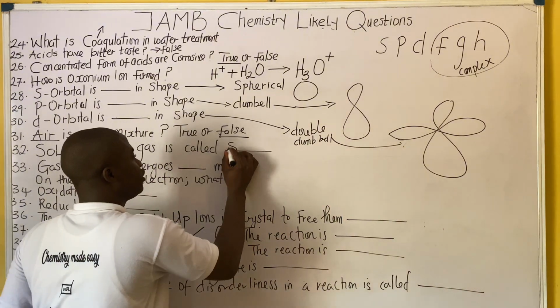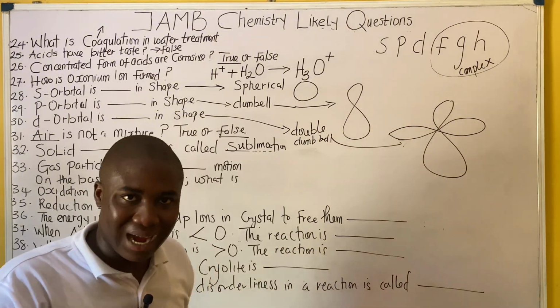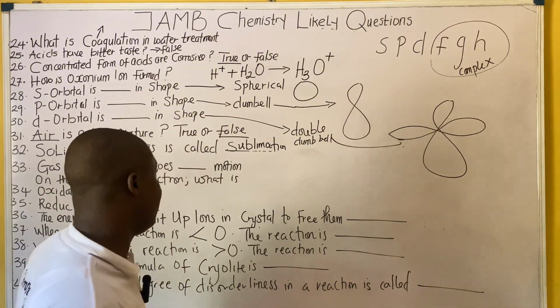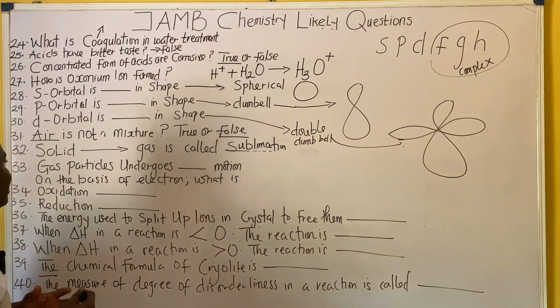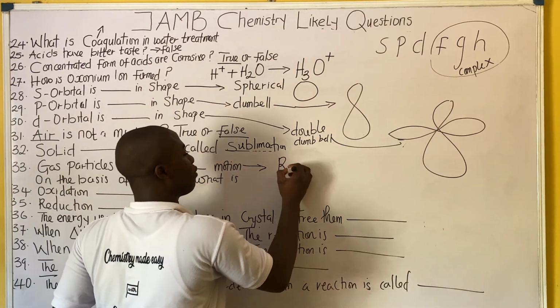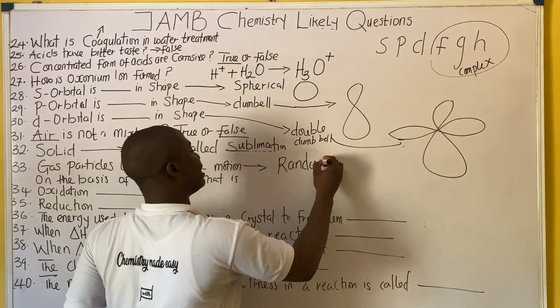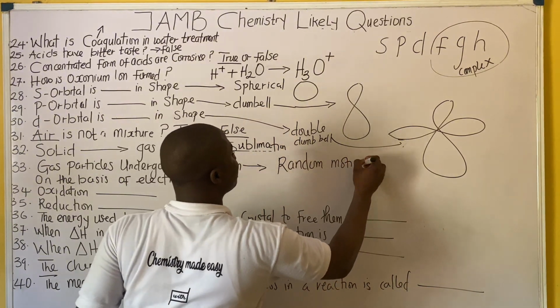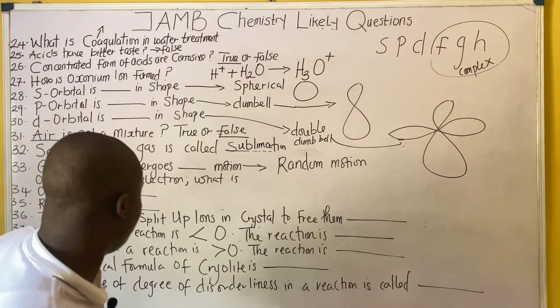It's called sublimation. Do you understand? For instance, camphor can sublime. I believe you are following me. So the next question says gas particles undergo dash motion. Gas particles undergo random motion, or we call it zigzag motion, or you call it Brownian motion. Are you there? So this must be noted.